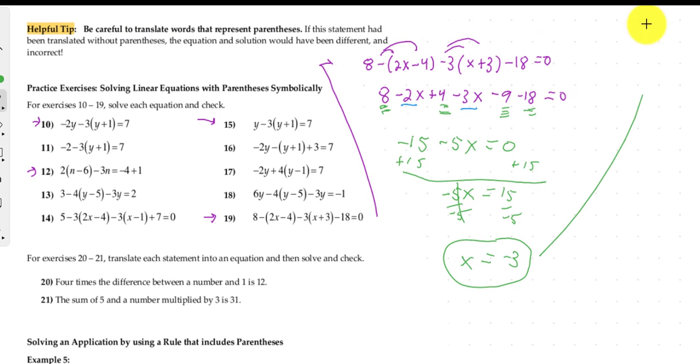Okay, and you can always check your work by plugging negative 3 in for x here and here. Okay.